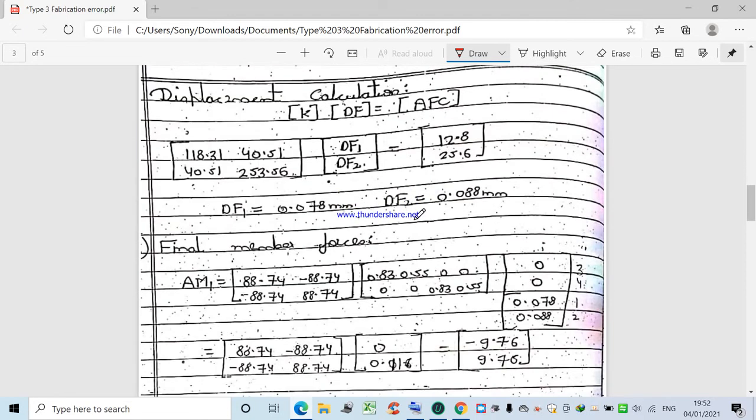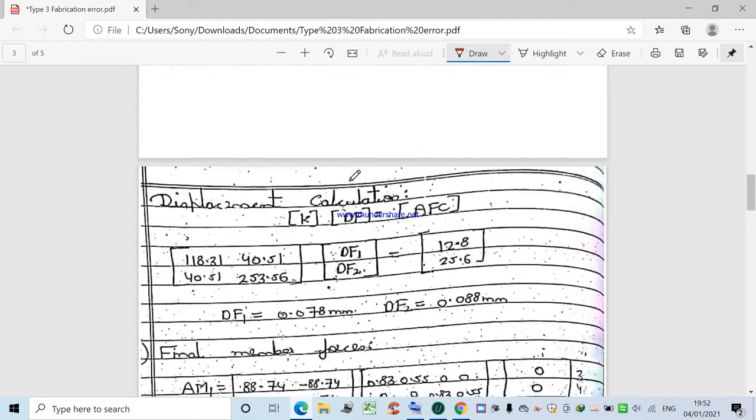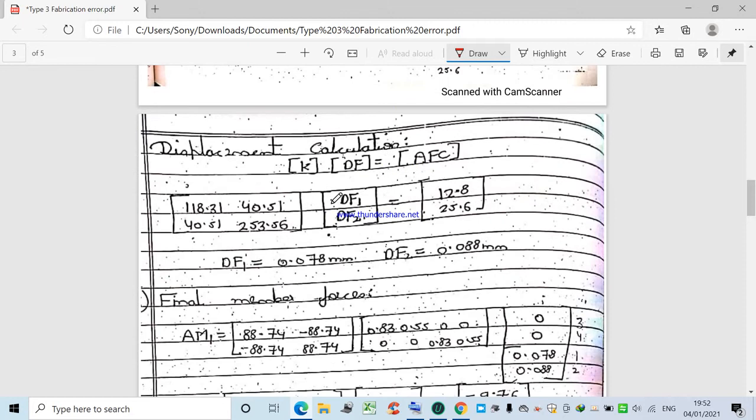Now next is the displacement calculation. The formula is the same: K into df is equal to AFC. The K value we have already obtained in the previous step. df1 and df2 are the displacements we have to calculate. AFC we have already calculated in the last step. So by solving these simultaneous equations, we will get the answers for df1 and df2.